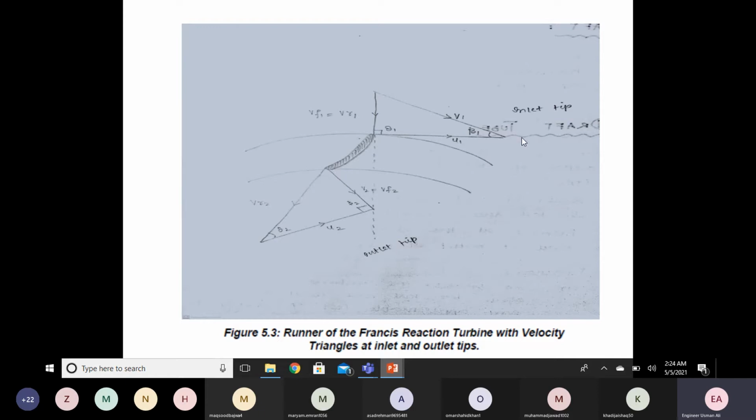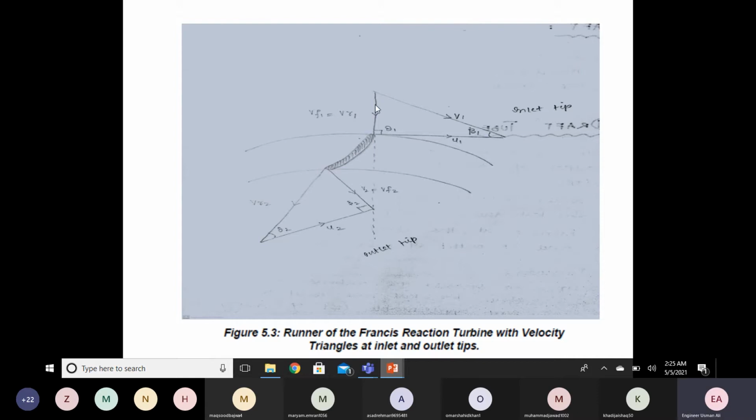It is a right triangle that you have to make at the inlet of the runner, showing that water enters the blade of the runner at right angle. So the blades of the runner are radial at inlet. VF1 is the velocity of flow at inlet. Remember, this is not always a right angle. It may be different depending on the angle of the blade of the runner.